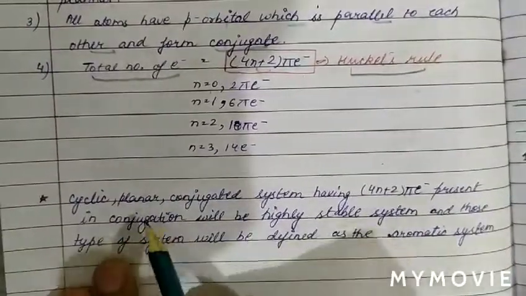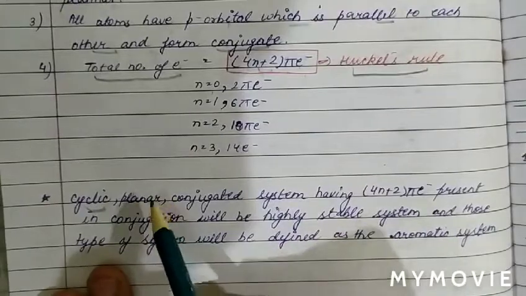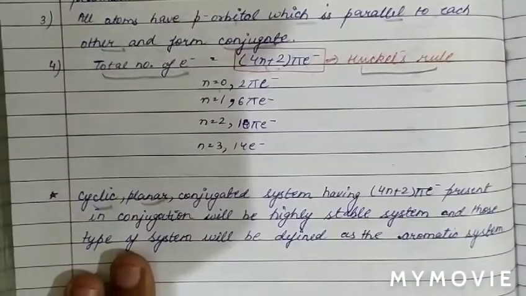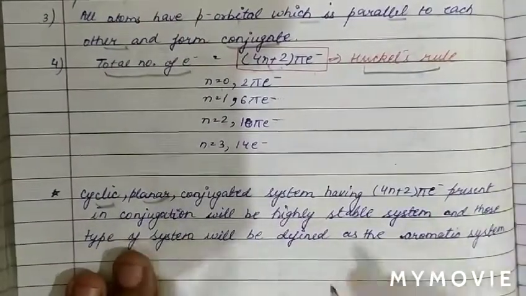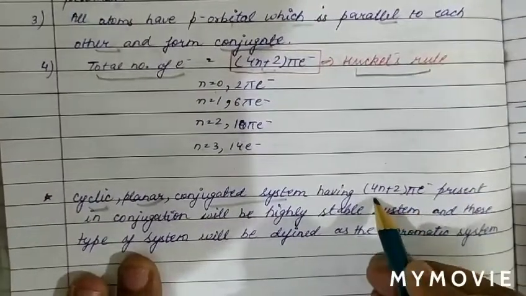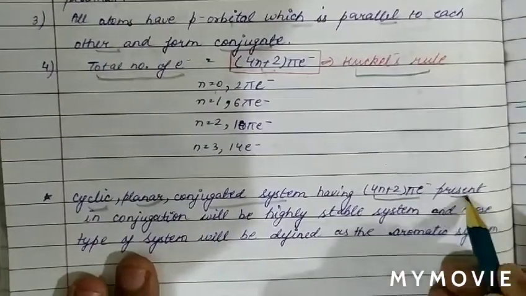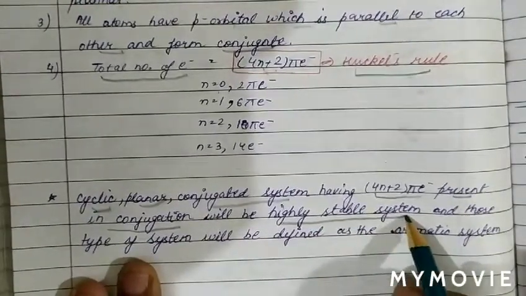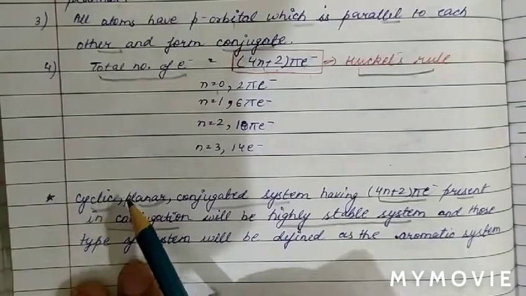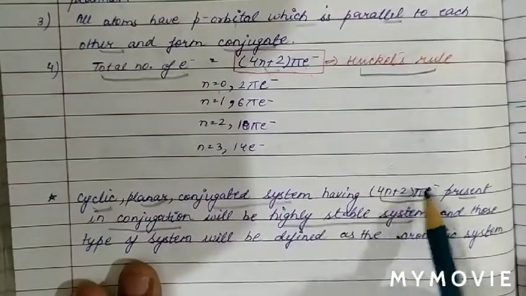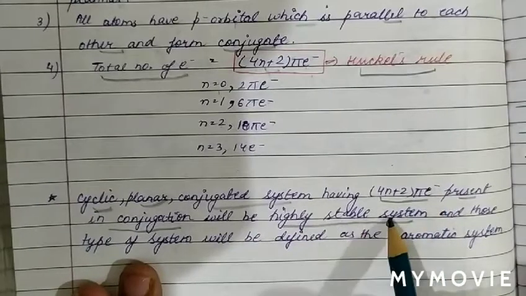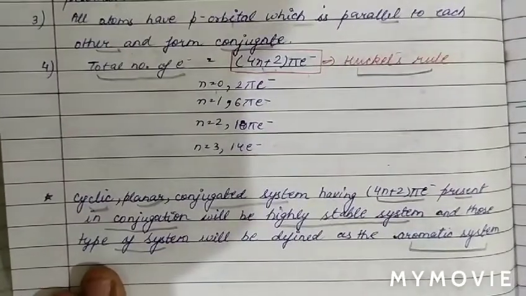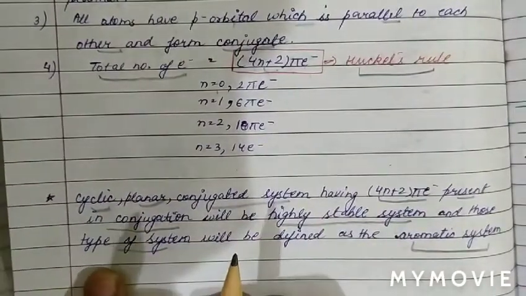As we can see, an aromatic compound should be cyclic, planar, and a conjugated system, having 4n plus 2 pi electrons present in conjugation. So this aromatic system is a highly stable system. If these conditions are fulfilled, cyclic, planar, conjugated system with 4n plus 2 pi electrons, then the system will be highly stable, and this type of system is defined as an aromatic system.